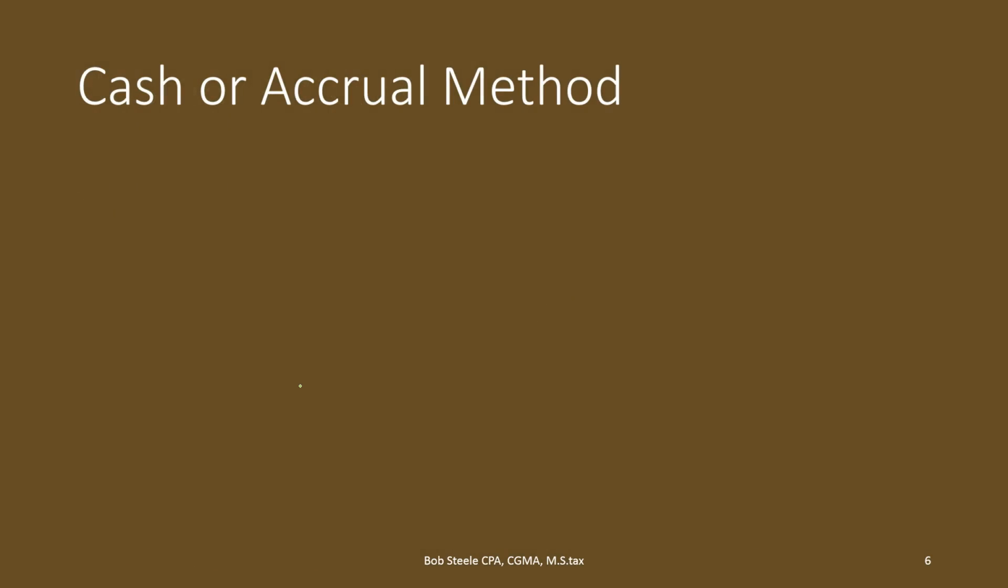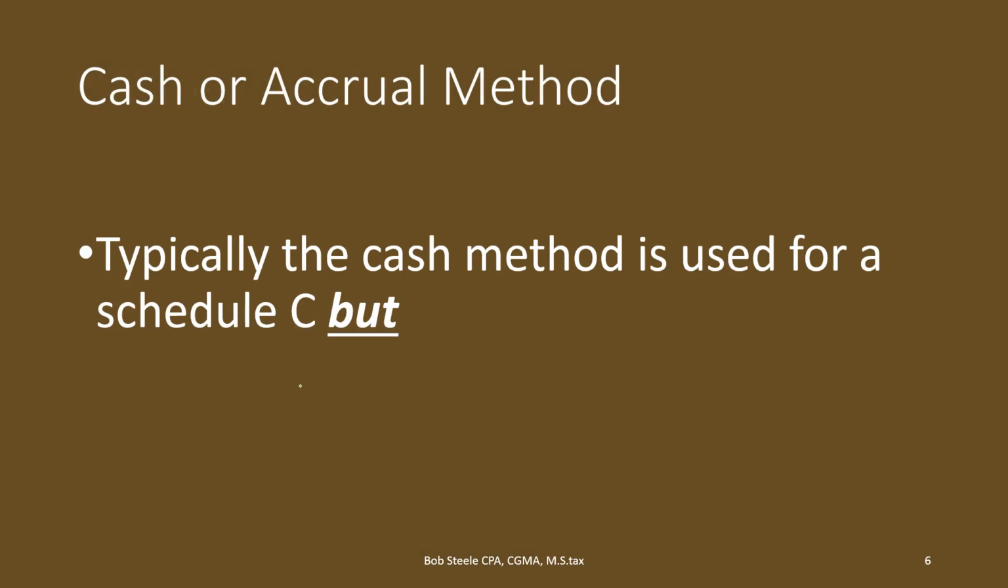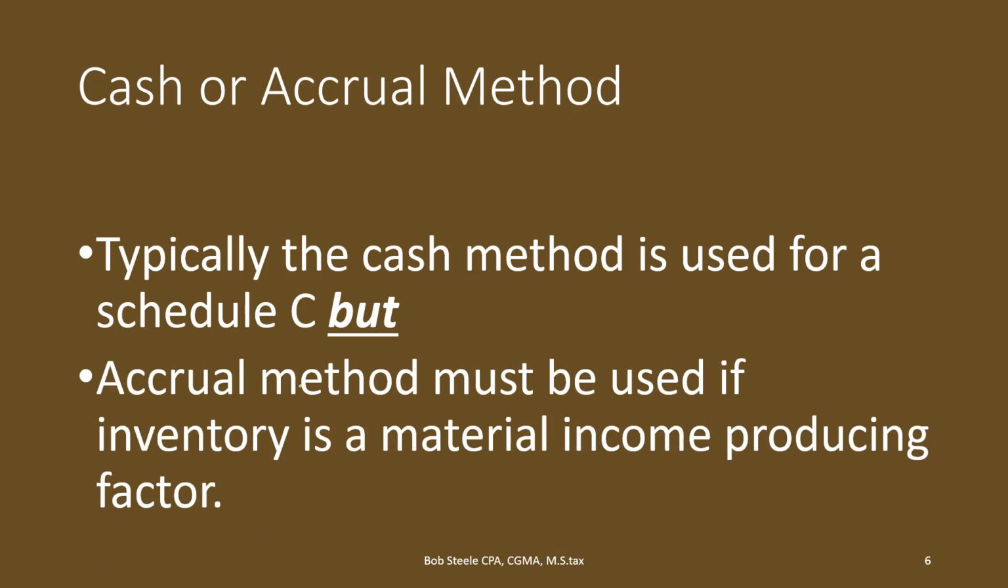Okay, so let's see what else we have. We have cash or accrual method. Typically, just like any other tax area, many small businesses will be on the cash basis method for tax purposes. There's an exception to that rule. An accrual method must be used if inventory is a material income producing factor. So the IRS basically said if your main source of income is inventory, then we're going to require you to be on an accrual method.